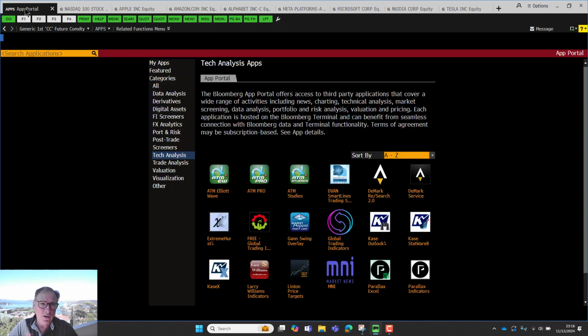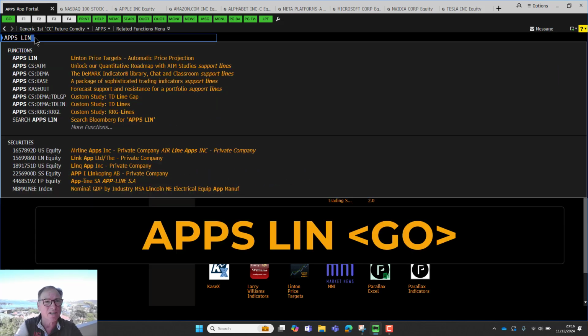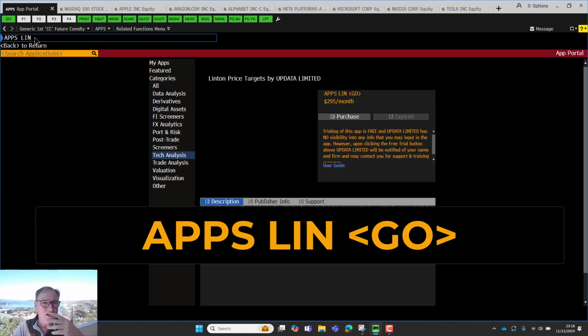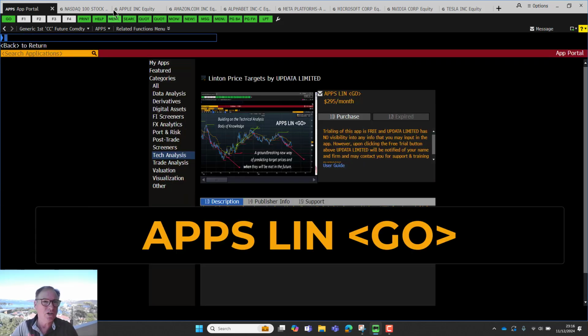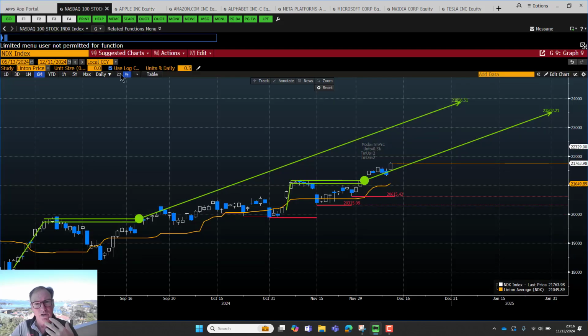And if you want to use these targets on the Bloomberg, just type APPS LIN go on your Bloomberg, and you can get straight to the targets. It will take you to the targets, and you can download them there, and you can then use them on your Bloomberg. So really quite key.